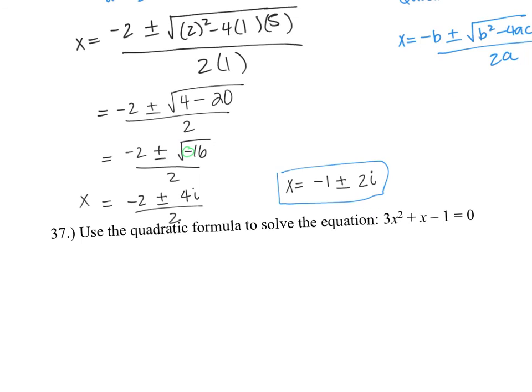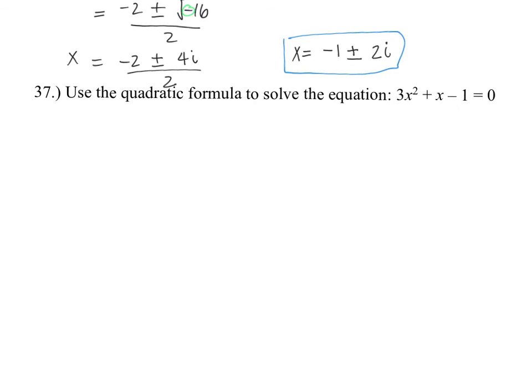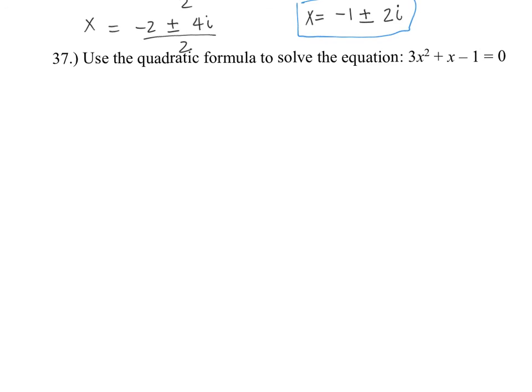So yeah, that would be really hard to factor, so the quadratic formula is a great one for this. This next one also seems to want us to use the quadratic formula to solve the equation. It looks like my a here is 3, my b is 1, and my c is negative 1. It's already in standard form because this side is 0.